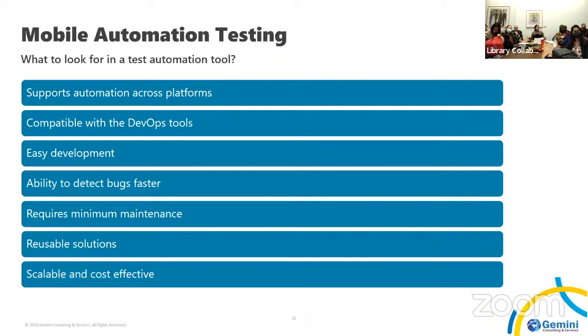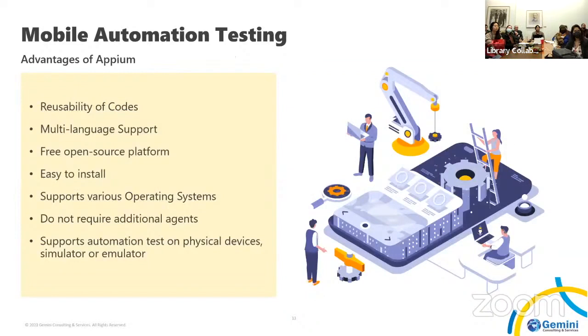So these are some of the features that you can see, what we really look for in a test automation tool. Of course, it should be easy to develop. It should be reusable, scalable, and able to detect bugs even faster. So these are some of the reasons why we feel we should go in for mobile automation.